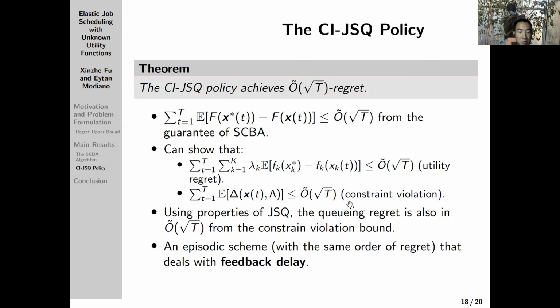And finally, to deal with the feedback delay, that is, that the utility observations are not immediately available after the job size decision, but are available after the job's completion, we propose an episodic scheme that has the same order of regret. We will have more details of this episodic scheme in our paper.